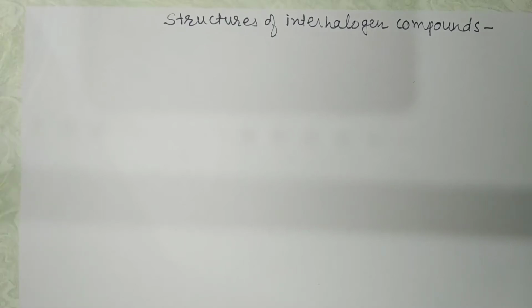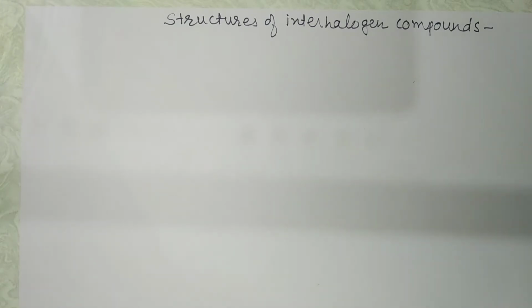Hello students, in this video we are going to see the structures of interhalogen compounds. Now you know what interhalogen compounds are. So let us take the examples of XX', XX'3, XX'5 and XX'7 type of compounds and know what are the structures and type of hybridization.